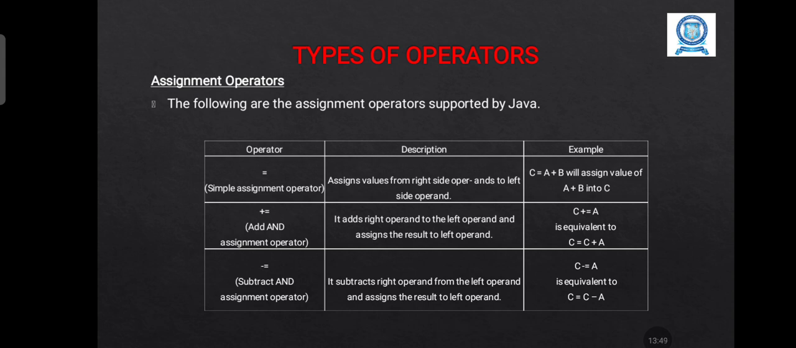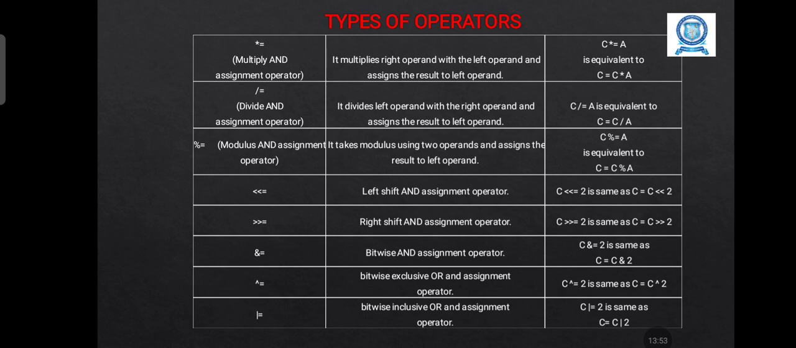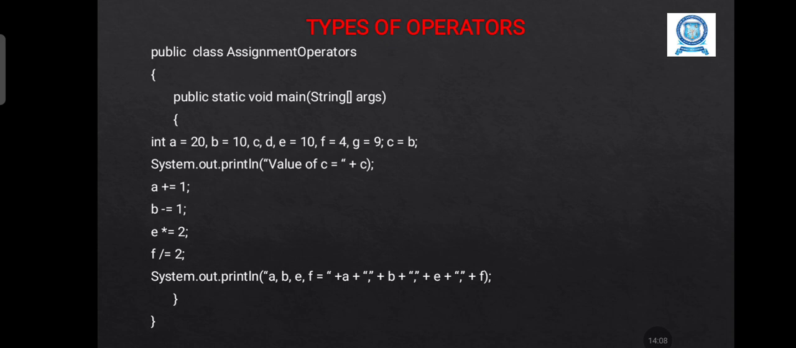Assignment operators. We have the assignment operators equal to, plus equal to, minus equal to, star equal to, divided by and equal to. Then the left shift, right shift, bitwise AND assignment operator, bitwise exclusive OR assignment operator, etc.